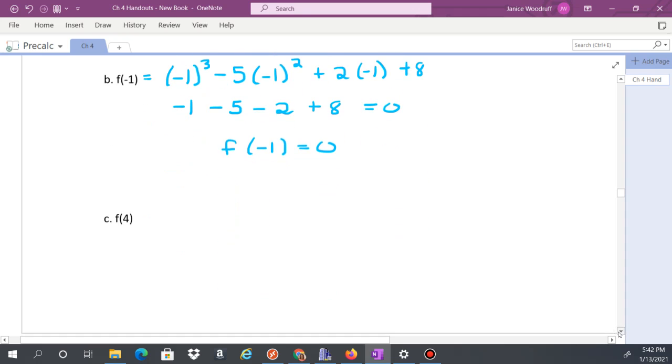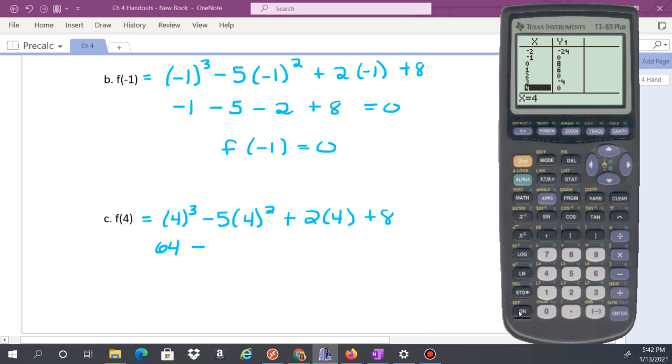We do the same thing with the value 4. So we have 4 cubed minus 5 times 4 squared plus 2 times 4 plus 8. So we have 4 cubed is going to be 64, minus 5 times 4 squared. I do not know off the top of my head. I think it's 80.